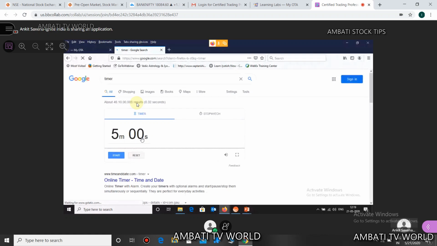Yes, Sachin ji, in the leg candles, sellers are the clear winners. Okay, in a red candle, sellers are the clear winners. In a green candle, buyers are the clear winners.